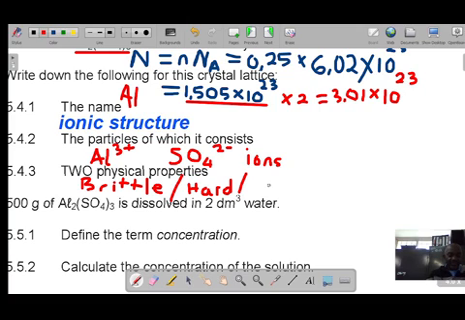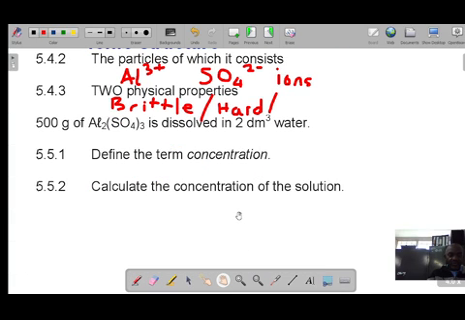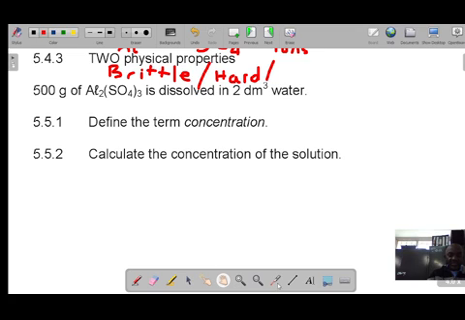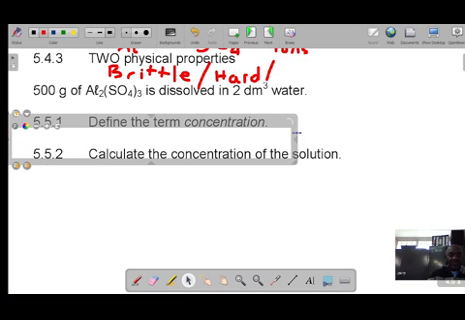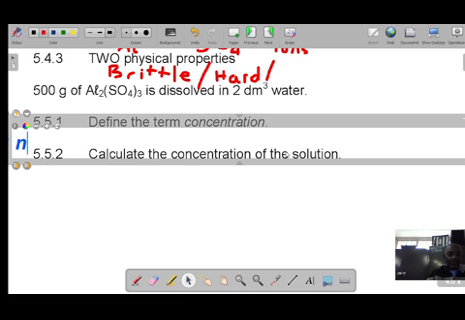Now they say that 500 grams of aluminum sulfate is dissolved in 2 decimeters cubed of water. Define the term concentration. So what is concentration? Concentration is the number of moles of a solute dissolved in 1 liter of a solvent, or you can say 1 decimeter cubed of the solvent.